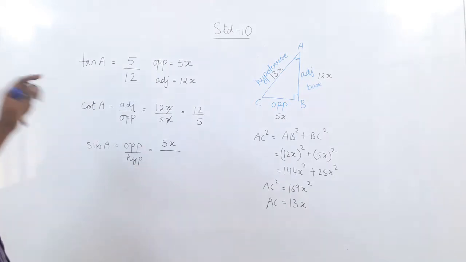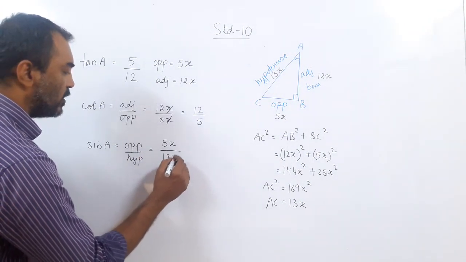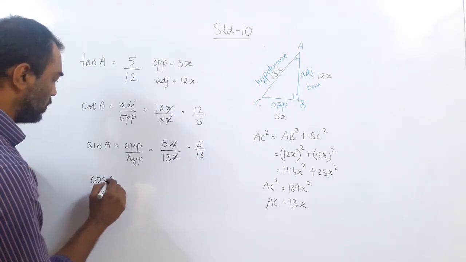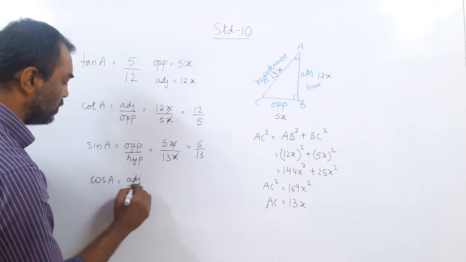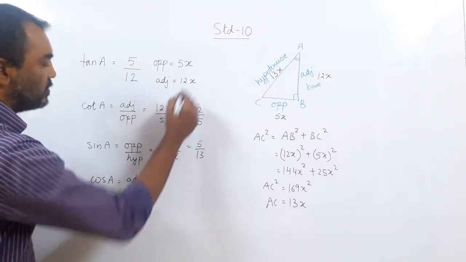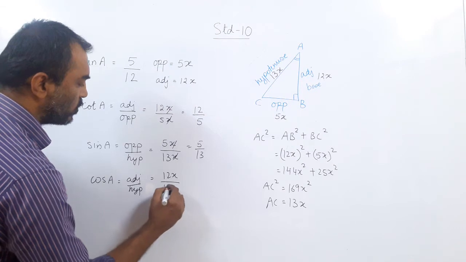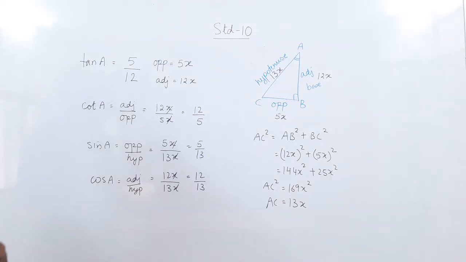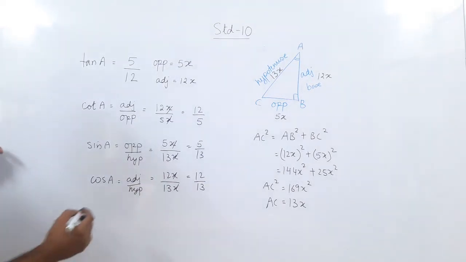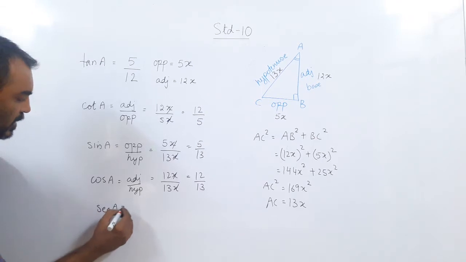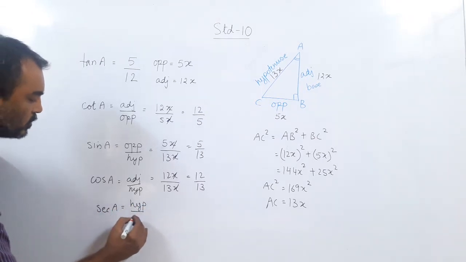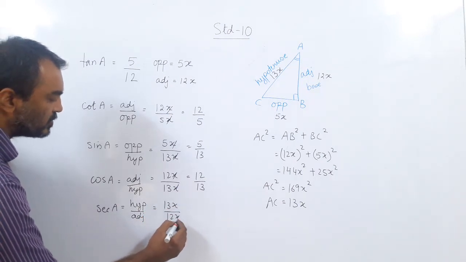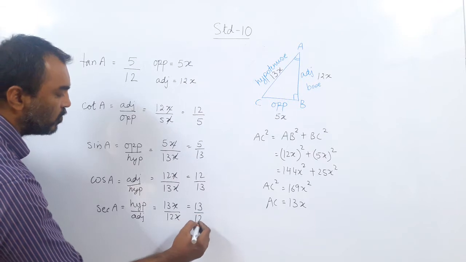Since we have the three sides, it is very simple now. So sin A is 5x upon 13x, so 5 upon 13. So what is cos A? Cos A is adjacent side upon hypotenuse. The adjacent side is 12x. The hypotenuse is 13x. So 12 upon 13. So we got tan, cot, sin, cos, sec. What is sec? The ratio of hypotenuse to the adjacent side. So 13x is the hypotenuse, 12x is the adjacent, 13 upon 12.